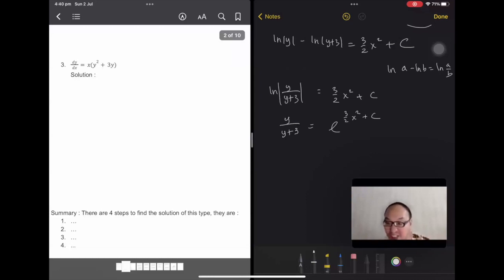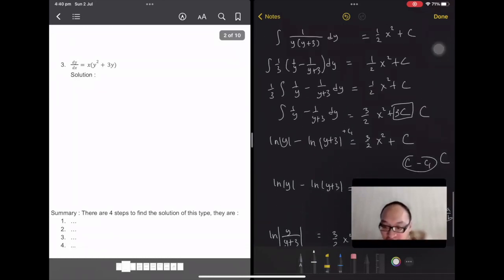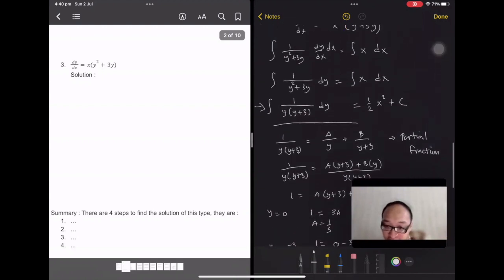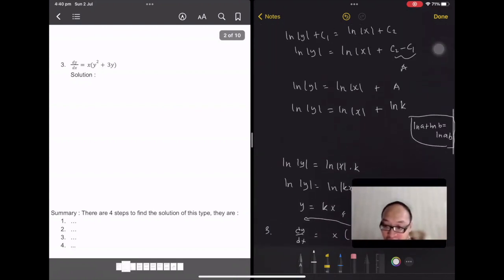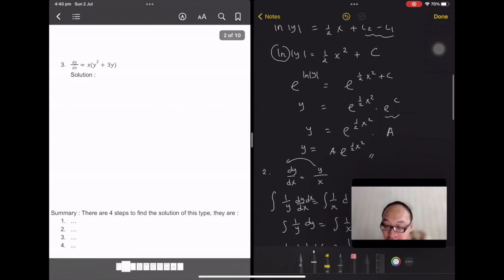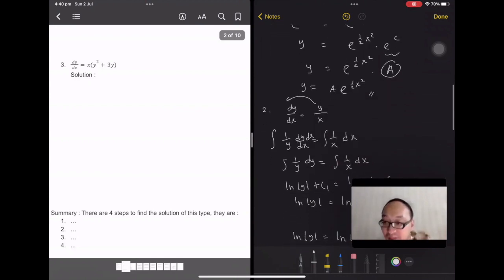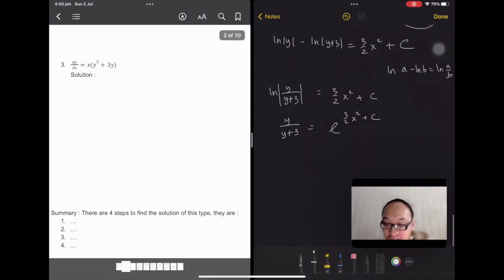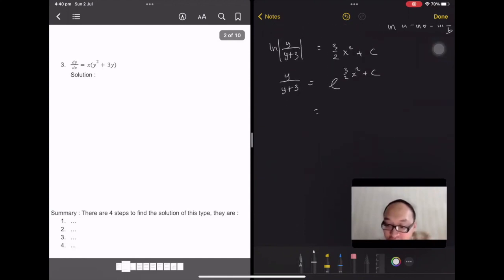If we notice, the right part has the same form as the previous question, question number 1. See? So we can express this as a. So y over y plus 3 equals a times e to the power of 3 over 2 x squared. And then make y the subject.